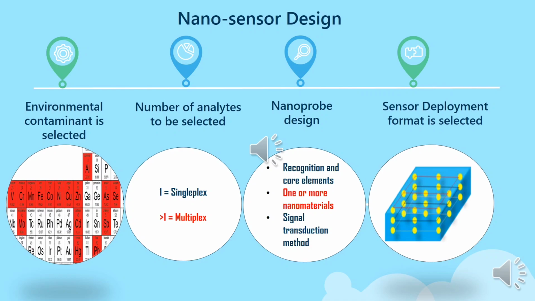Then we design the nanosensor probe. This probe consists of one or more recognition and core elements. These core elements may be DNA, enzymes, or RNA, as in the case of biosensors. Then the probe consists of one or more nanomaterials and a single transduction system. This transduction system converts a physical or chemical change into an electrical signal. Then a sensor deployment format is selected, that is, how the nanosensor will be used in practical applications. Later I'll discuss an example in which our nanosensor is deployed on a filter paper strip.